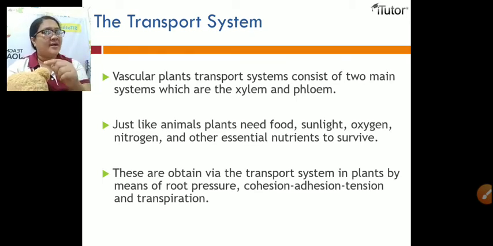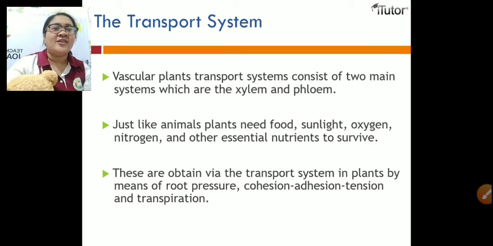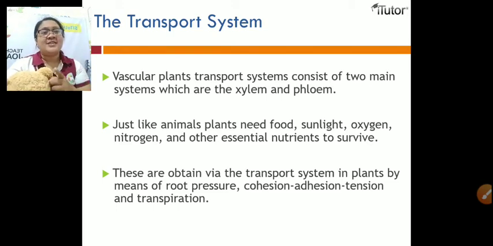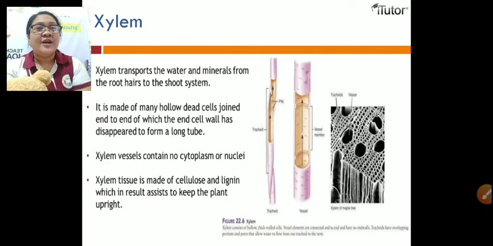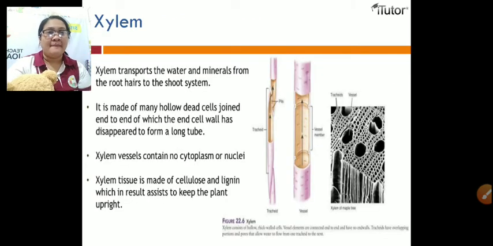own for the humans. These are obtained via the transport system in plants by means of root pressure, cohesion, adhesion, tension, and transpiration. Let's discuss later what these cohesion, adhesion, tension, and transpiration are. Okay, let's talk about the xylem.